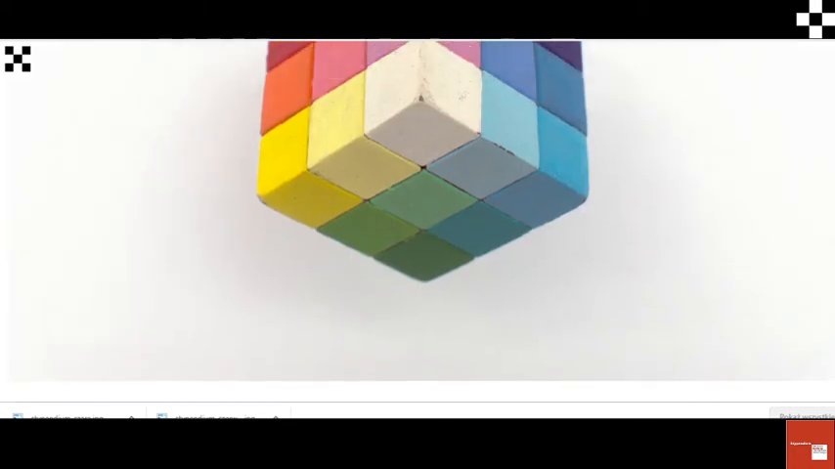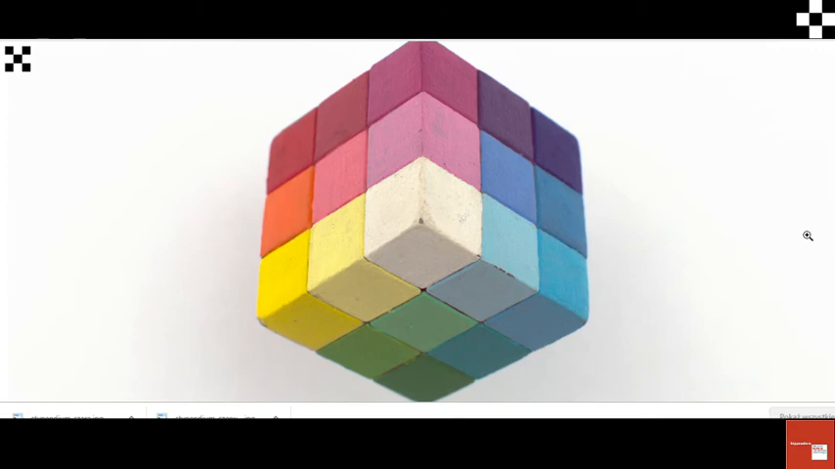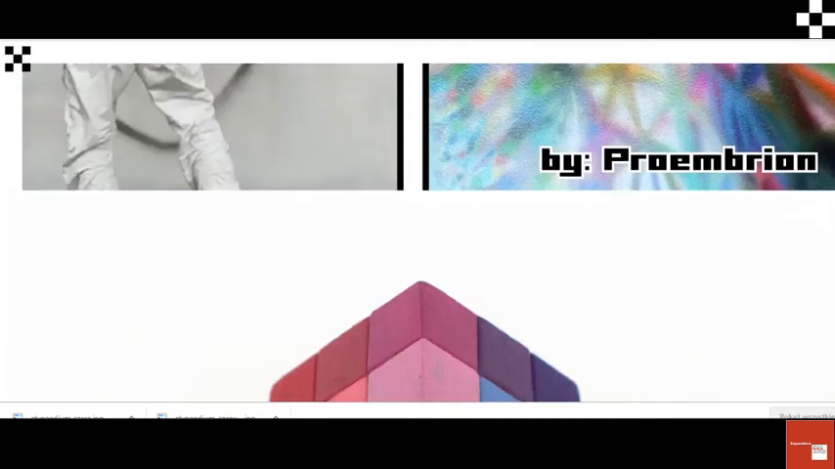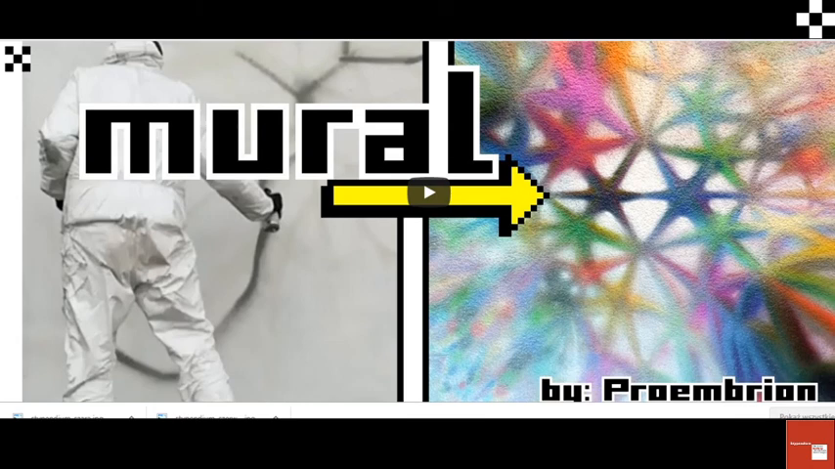Here's the RGB cube with the white corner on the top, and from this exhibition there is a canvas towards every one of those colors. White was so big, it's 2 meters 40 by 2 meters 40, so I decided to paint a mural with this.